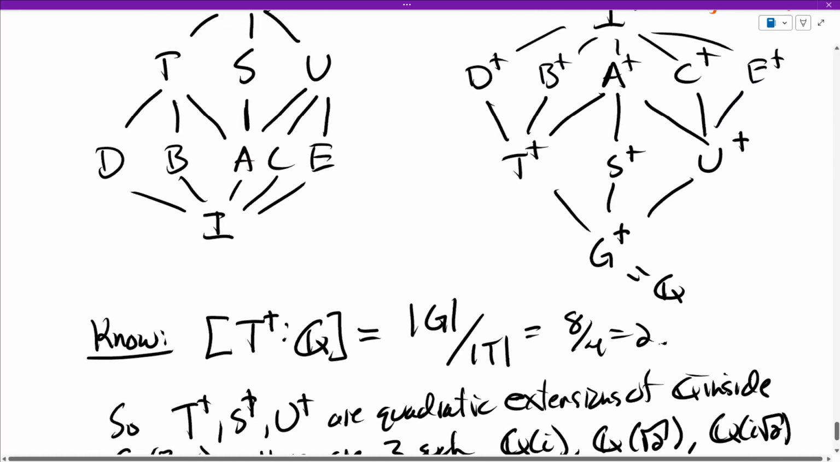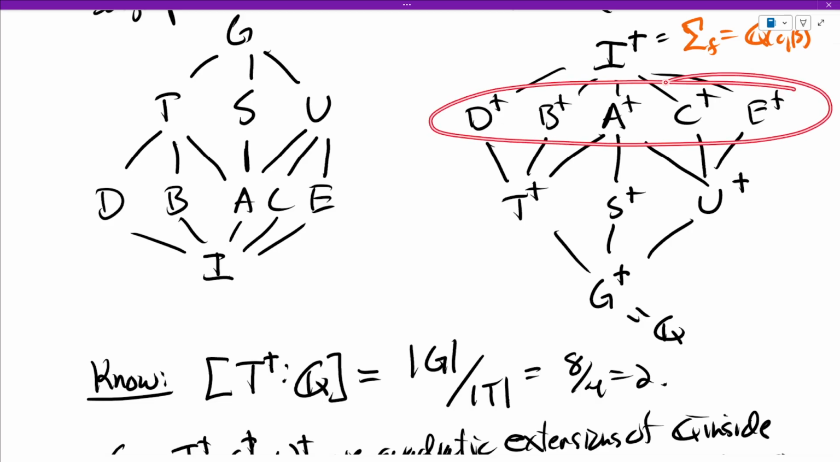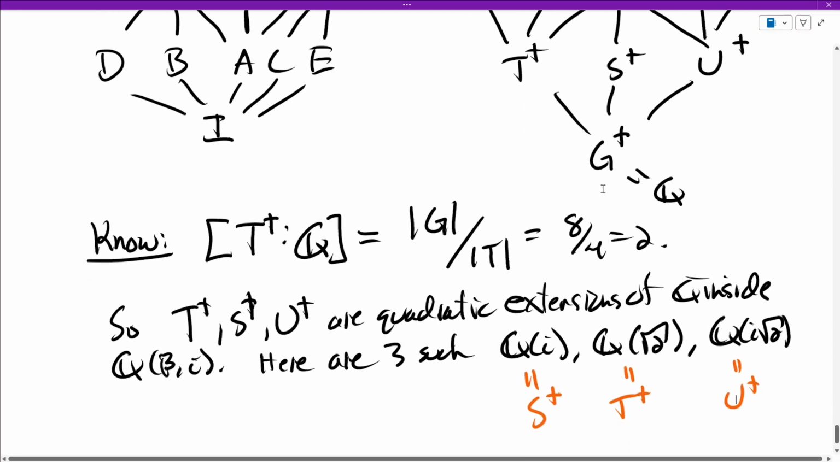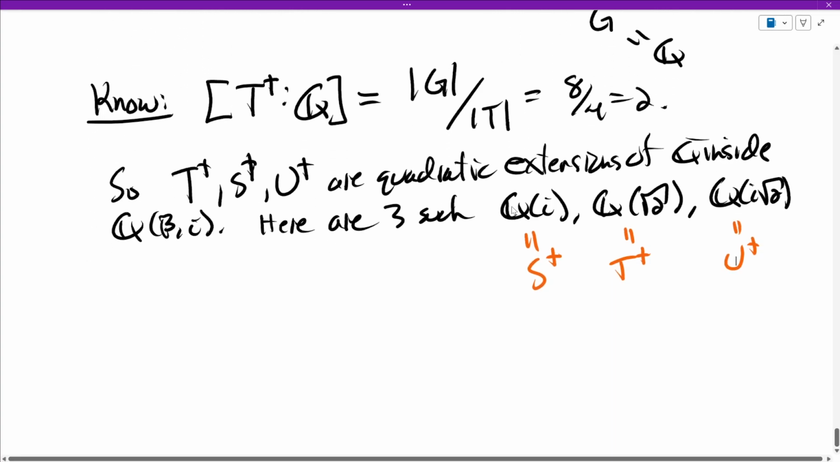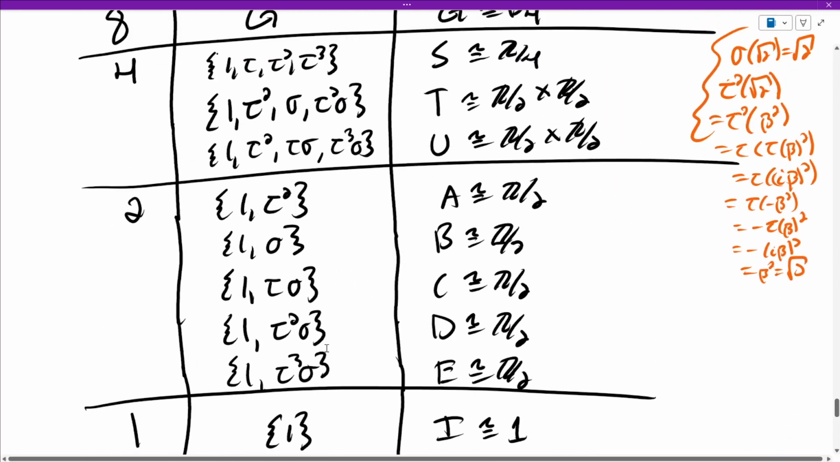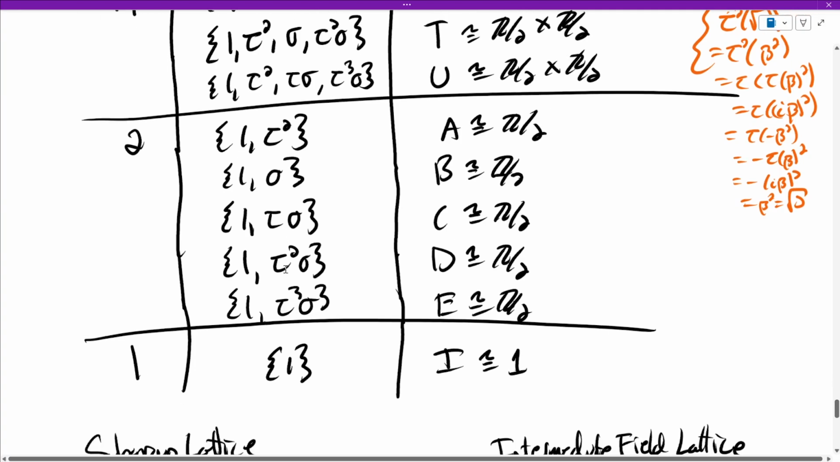Those are the quadratic extensions. We've now worked out this portion. All right. So now we need to work out this portion, the upper guys. Let's go in and do exactly that. I'm going to follow the book here. Let's start with C dagger right here. So let's go up and remind ourselves what C was. C is the subgroup generated by 1 and tau sigma.